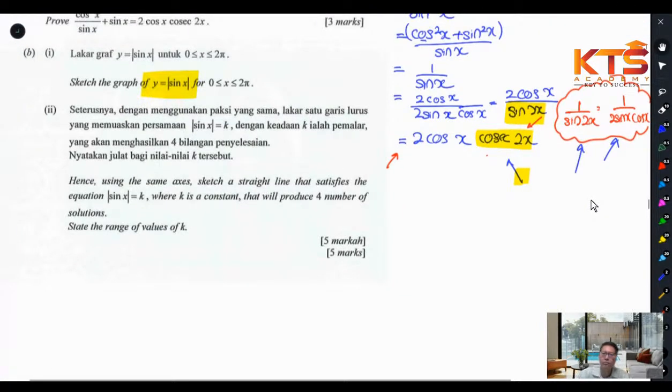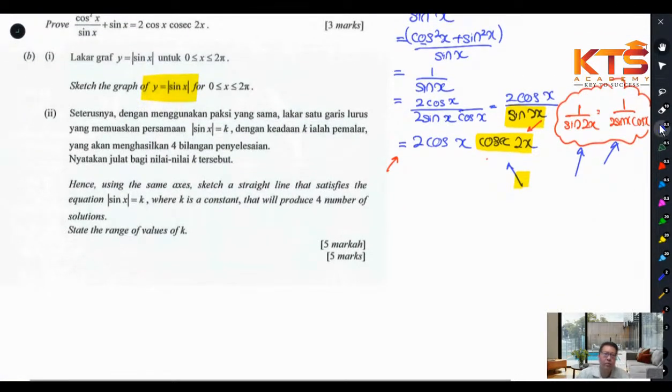Sketch the graph B1. So before I start, I must do y equals sine x. This is the graph, until 2 pi. Is it until 2 pi? Yeah, it's until 2 pi.